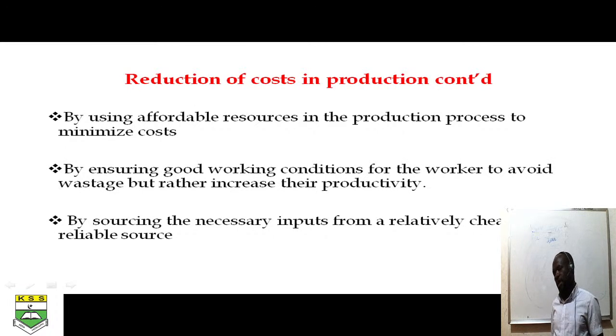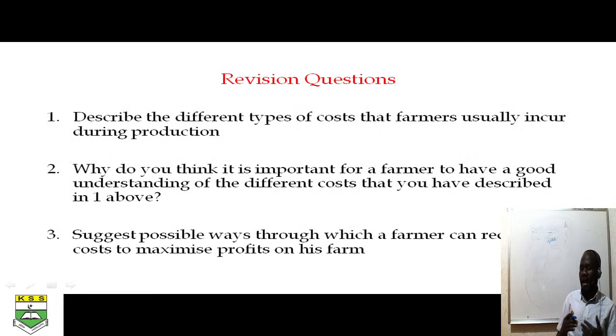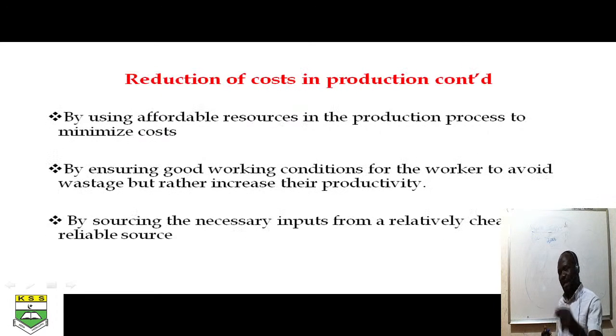Then the other way would be getting inputs. Okay? Get inputs from a reliable source. Avoid these funny people. Get inputs from a reliable source. But when I say reliable, it does not always mean that you go to your neighbor. No, the neighbor may be there. It must be reliable, but of good quality.